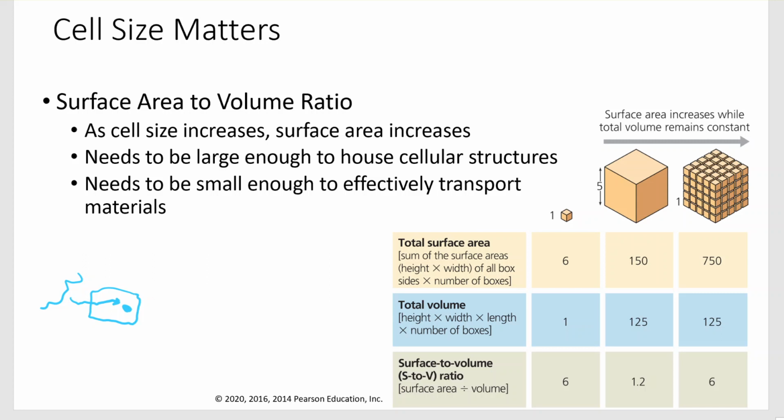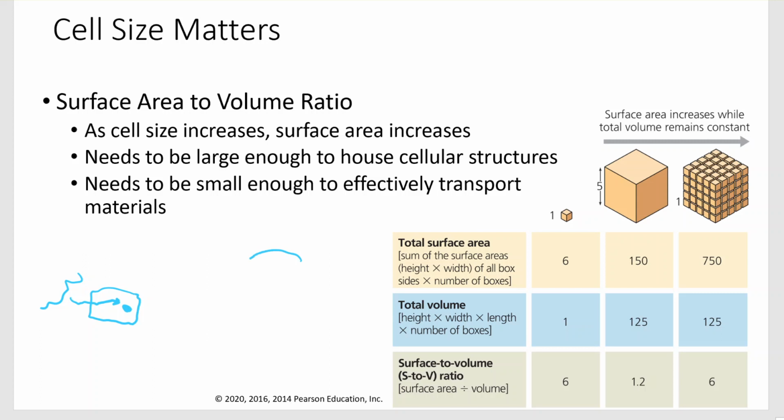Therefore, the cell needs to be just small enough so that it can grasp and reach those nutrients as needed effectively. But it also can't be too small, because if it's too small, then it's not going to be able to house everything inside of it. So it has a lot of unique cellular structures that we're going to look at.